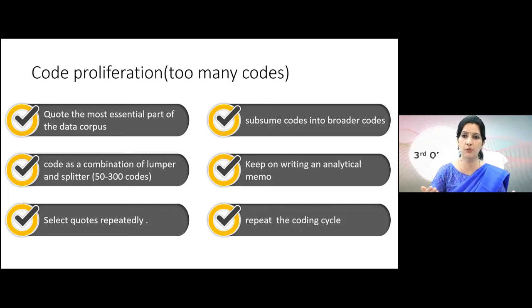If you repeat the coding cycle, then also you will be reducing the number of codes, because you will try to code and use the same code time and again. So if you repeat your coding cycle, definitely the number of codes will reduce, because now it will strike you, this was the same as the previous one. So I can have the same name of code for both of these two. So that is one very good way. If you keep repeating your coding, definitely the number of codes gets reduced.